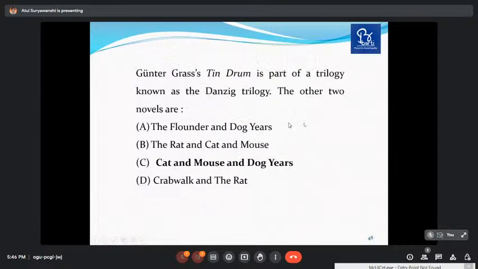Günter Grass, who received Nobel Prize in 1999 for The Tin Drum, is a part of the trilogy known as the Danzig Trilogy. The other two novels in this trilogy are the C option, Cat and Mouse, and another third is Dog Years.